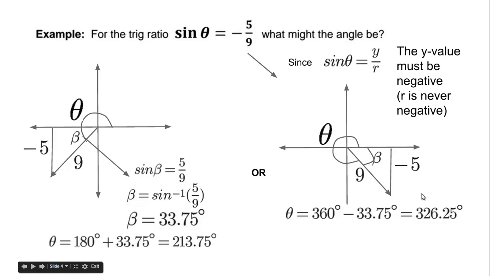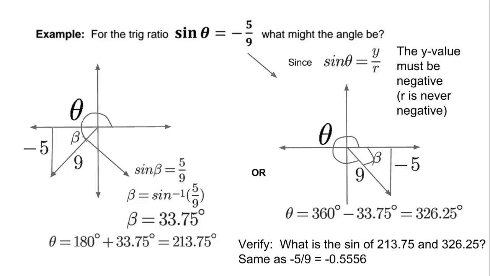And the theta is going to be from 360. And you can check. What is the angle? If you took sine of 213.75, if you took sine of 326.25, I'd bet my money that I'm getting -0.556. By the way, when we do this in our calculator, we want to make sure our calculator is in degree mode. There's a radian mode and a gradient mode, which I'll explain another time.